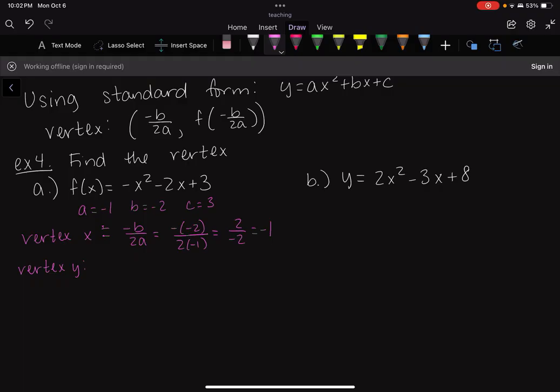Now for the y, I'm just going to plug that x back in. So f of -1 would be -1 squared minus 2 times -1 plus 3. You get -1 plus 2 plus 3, which is 4. So my vertex is -1 comma 4. And this is the same one we did earlier. So maybe using this will be a little bit easier for you than actually having to complete the square and all that good stuff.